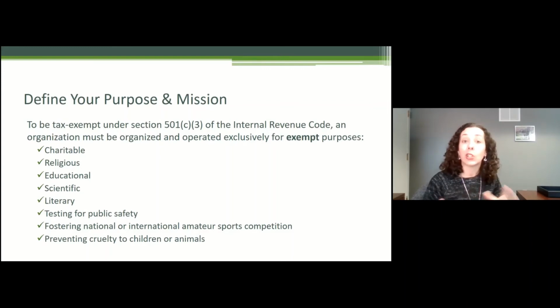I want you to keep in mind, though, there are many other types of nonprofits that are not organized for exempt purposes. And in fact, did you know there are 29 kinds of 501(c) organizations that are exempt from federal income tax? For example, 501(c)(4)s. These are usually civic leagues or social welfare organizations. Organizations like Rotary clubs, those are usually 501(c)(4)s.